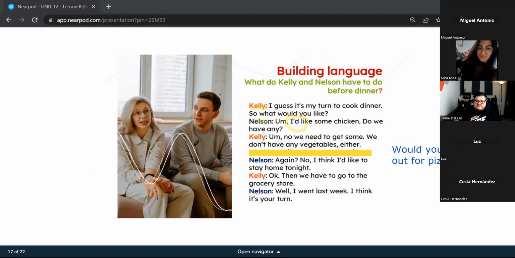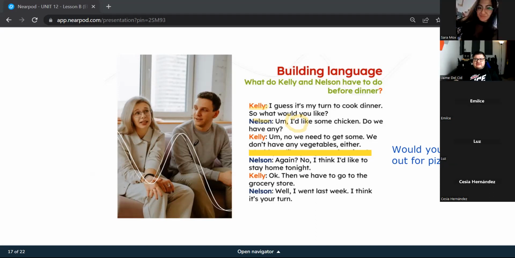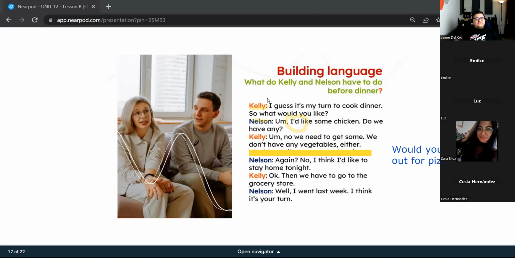Okay, excellent. Very good. Thank you very much. Now let's review the text and let's make sure that we understand every part. Okay. So let's start with the first line. It says, "I guess it's my turn to cook dinner." Kelly and Nelson are trying to decide what to do for dinner. No se deciden qué hacer, ¿verdad? Primero, Kelly dice, bueno, supongo que es mi turno de cocinar la cena. What would you like?